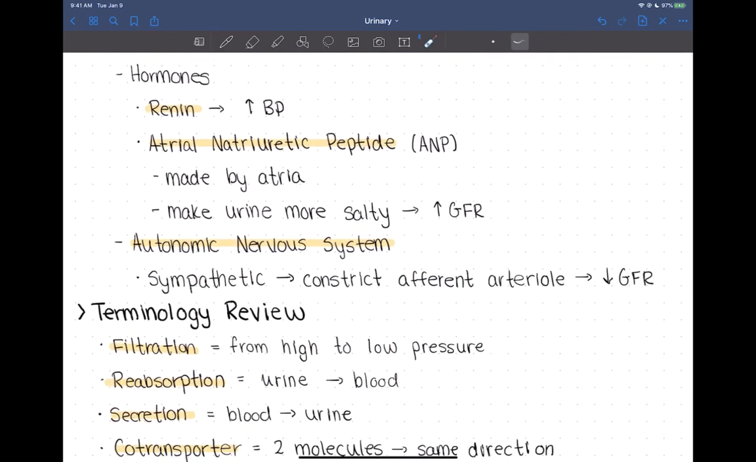So then we have some hormones that will regulate the filtration rate. So we've talked about renin because of its importance in regulating blood pressure. So it can increase blood pressure, thus influencing the glomerular filtration rate.